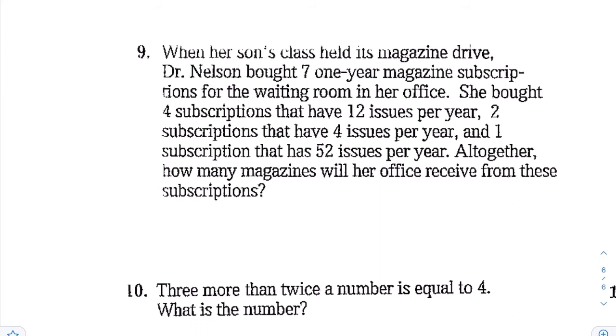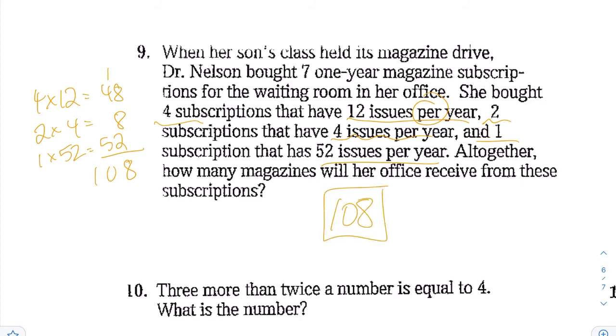So here, she has 4 subscriptions with 12 issues per year. So "per" in this case means multiply or divide. In this case, you're multiplying because I want to find the total. So that's going to be 48. Now, 2 magazines have 4 issues a year. So that's 2 times 4, which is 8. Finally, 1 magazine has 52 issues a year. So that's 1 times 52, which is just 52. So when you add everything up, you have 108. So she will get 108 magazines.